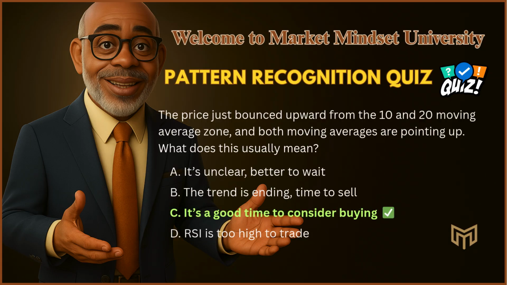The correct answer here is C, it's a good time to consider buying. When price bounces upward from rising moving average zones, traders often interpret this as a sign that bullish momentum remains intact. The moving averages may be acting as dynamic support, which can create potential buying opportunities within the existing uptrend.